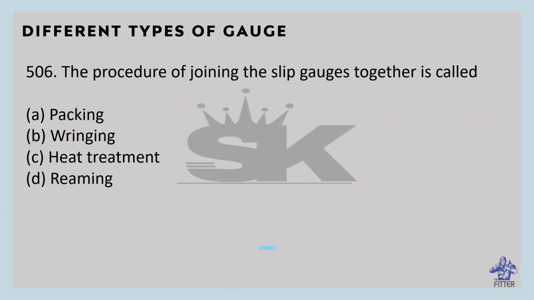The procedure of joining the slip gauges together is called ringing. To get the correct size by connecting the slip gauges together, it is necessary to use the ringing process. Otherwise, the air gap between the gauging surfaces will make the size of the gauge become more.